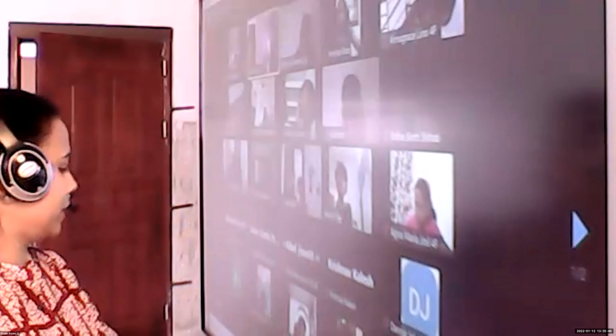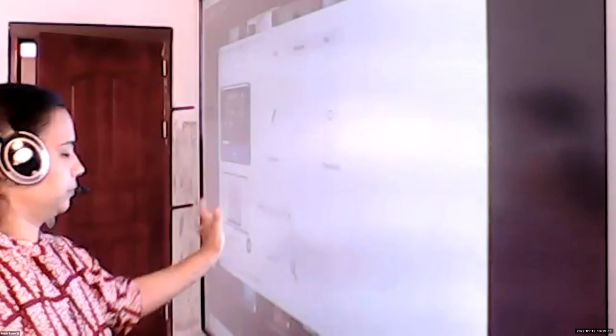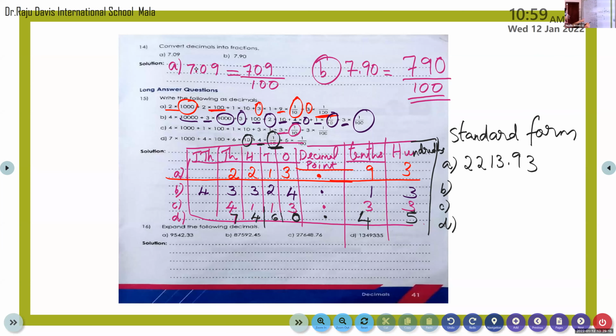By the time, I'll take your attendance. Okay, just write the numbers from the box. 443,324.13. 4,113.33. Then the last one, 7,460.45. Have you all completed?